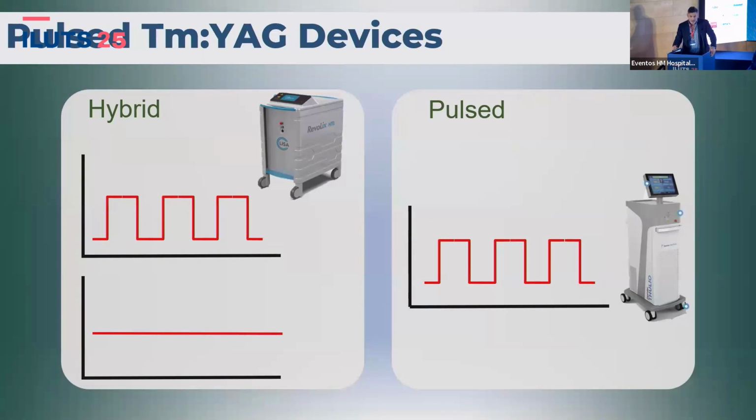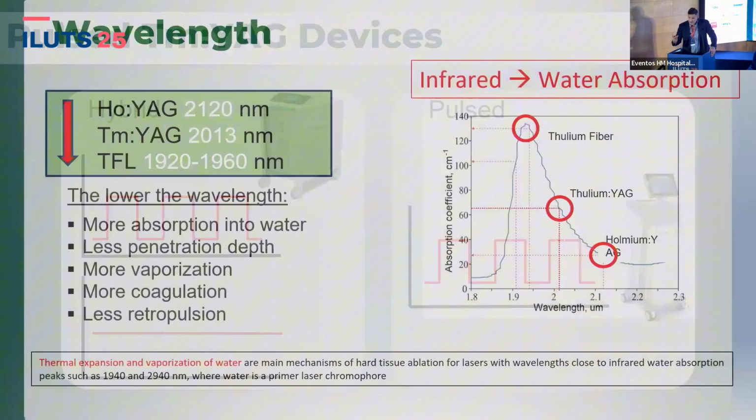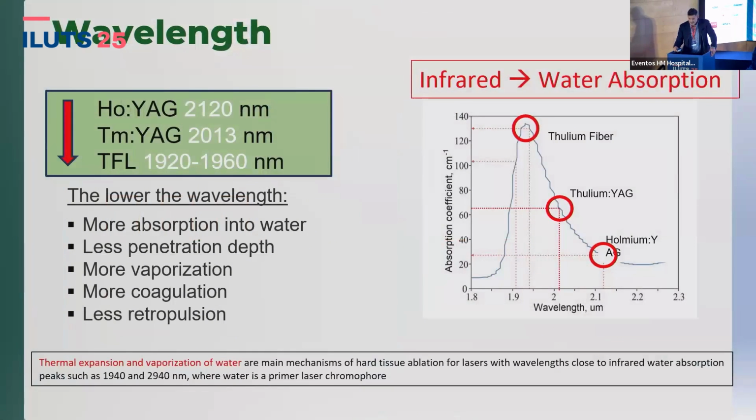Commercially, there are 2 devices available, and one is working only in pulsed modality. The other one can work as a continuous wave or as a pulsed wave. The first thulium YAG was only continuous wave. Now we have more versatile devices. The difference of these 3 lasers is based on minimum differences in the wavelength.